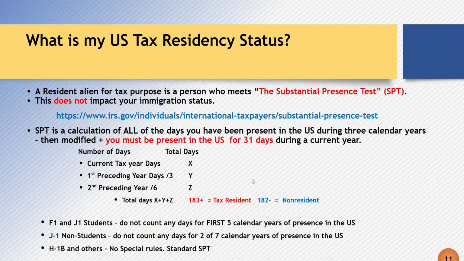If you are in the US longer, if you continue studying or working, then you're going to start calculating the substantial presence test. Similar rules apply to J1 visa holders, usually professors and scholars, so they do not count any days for 2 of 7 calendar years of presence in the US. So just to make it easy for you, go to Glacier and download your document, and we'll tell you exactly if you're resident or non-resident, and if you're still exempt as a visa holder.